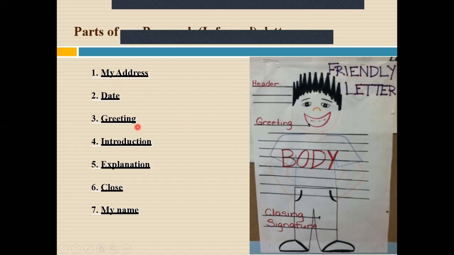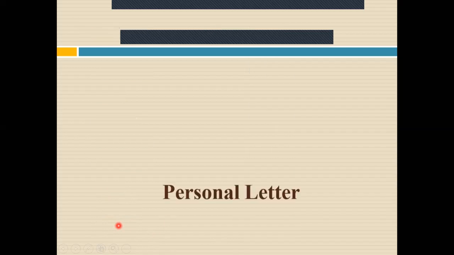Then in greetings you will write greetings. Salutation means the way you're starting your letter. Then in the body, you will write introduction and explanation. After that, you will close your letter with something like sincerely and best wishes. At the end, you will sign and write your name.